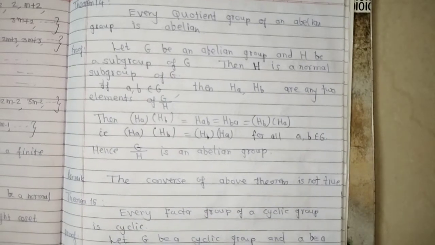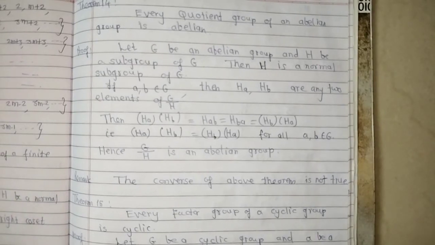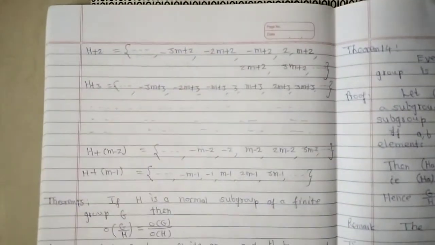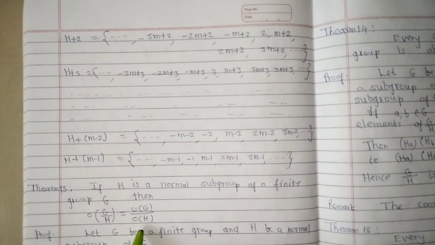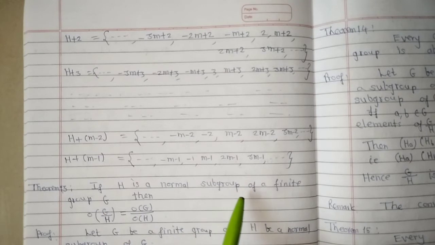Thus here we have seen one statement, that is order of G by H equals order of G divided by order of H, where H is a normal subgroup of a finite group G.